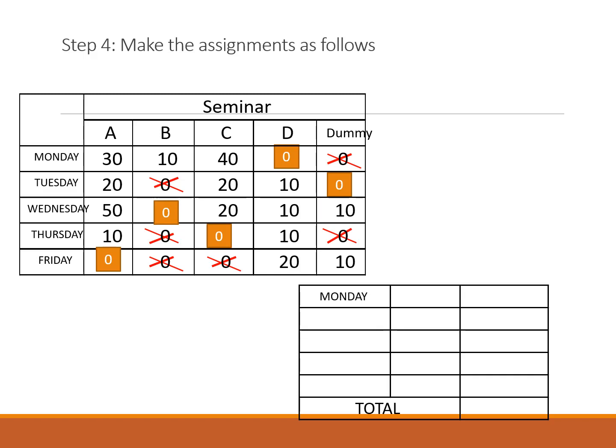So write down in the next table. Monday you are going to assign to seminar D with the original value 20. Tuesday to dummy with the value 0. Wednesday to seminar B with the value 20. Thursday to C with the original value 20, and Friday to A with the original value 10. So the summation of these total values is 70, which is your final answer. In this way you can solve the unbalanced type of cases in assignment.